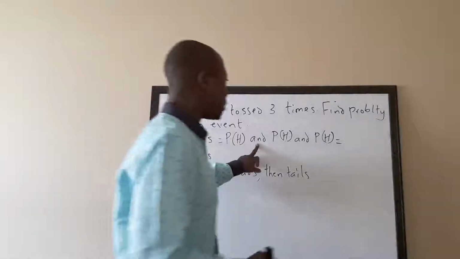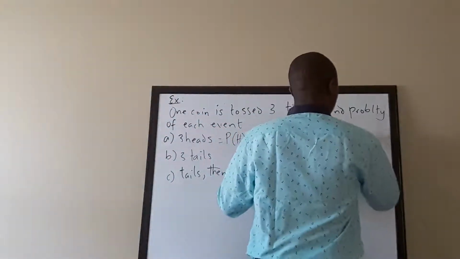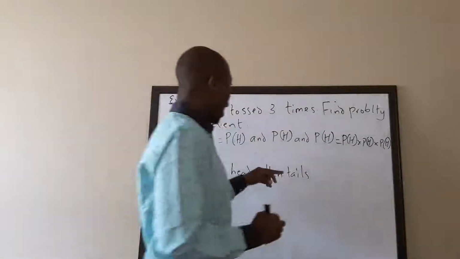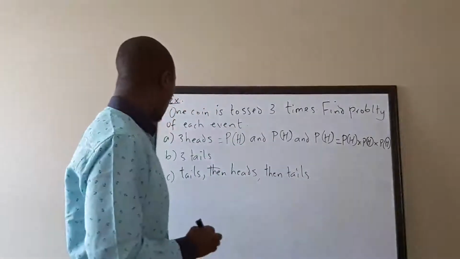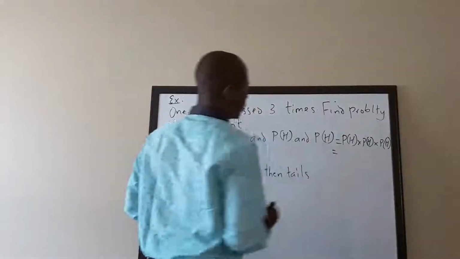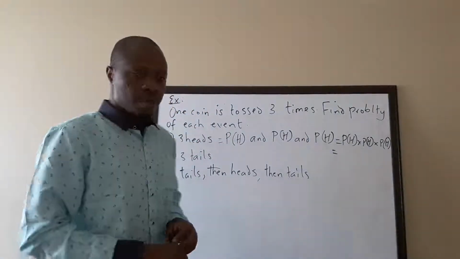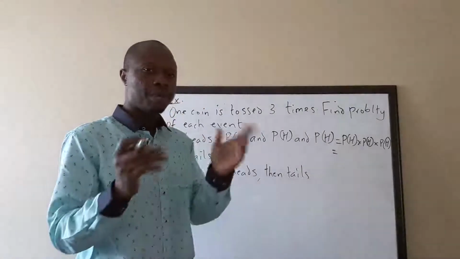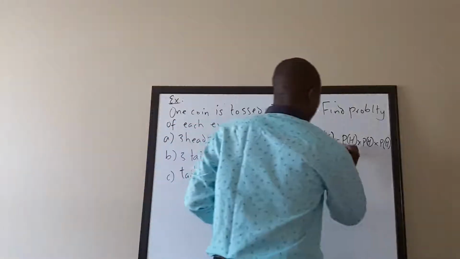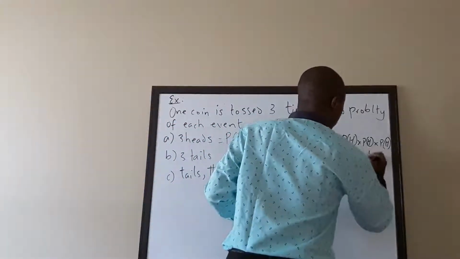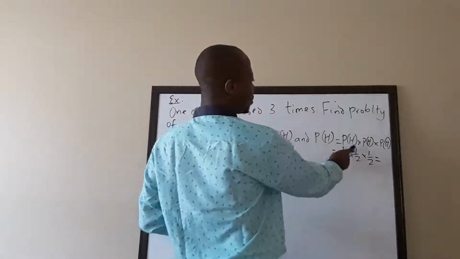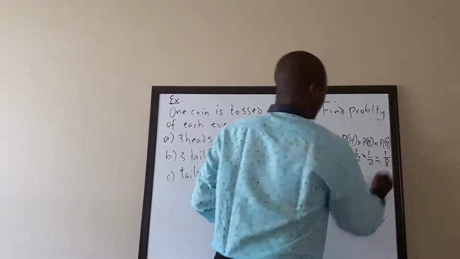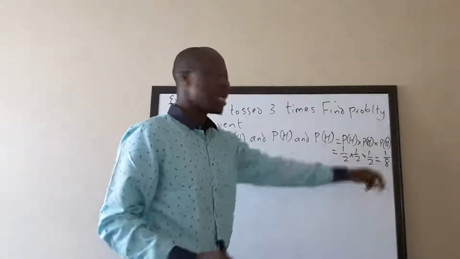And changes to times. So when you toss a coin, the probability of getting head is 1 over the total possibility of 2. So 1 over 2 times 1 over 2 times 1 over 2. This is 1 times 1 times 1, which is 1. 2 times 2 times 2 is 8, because 2 times 2 is 4, times 2 is 8.